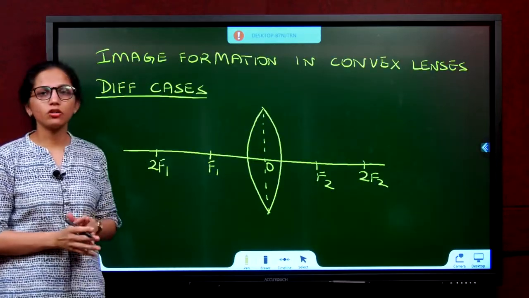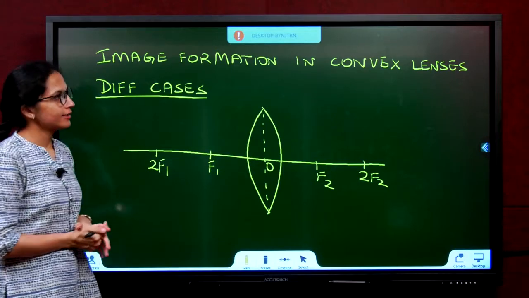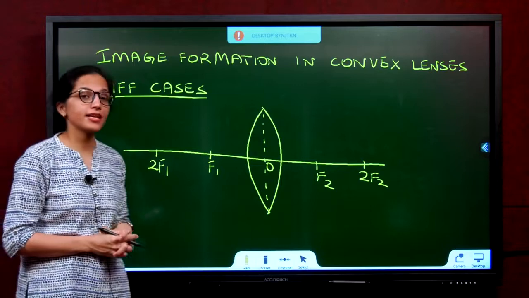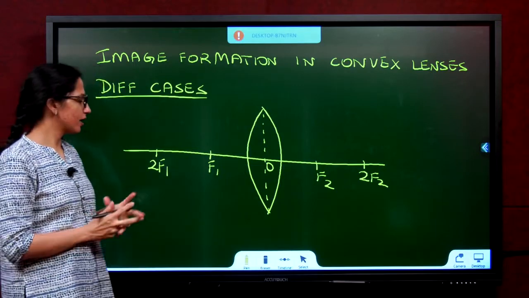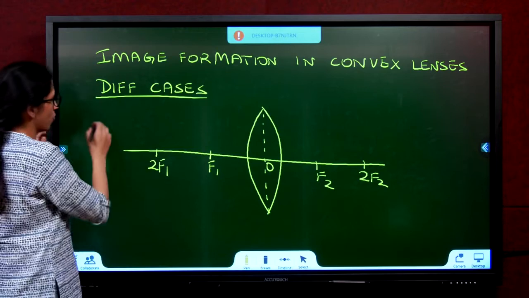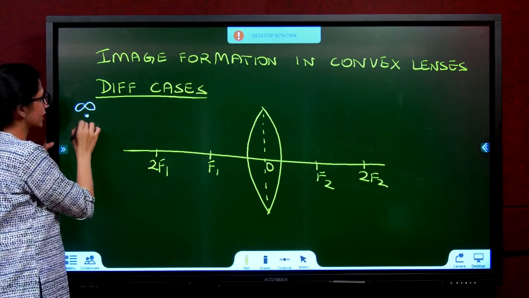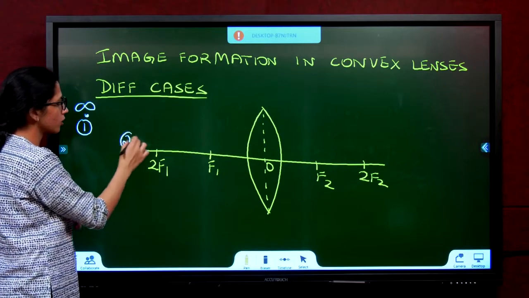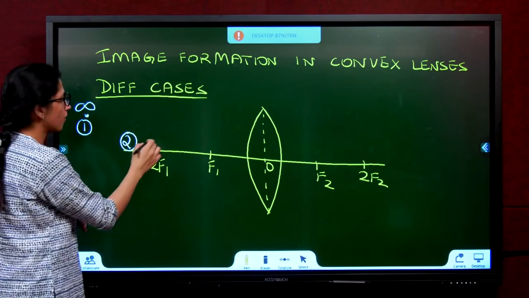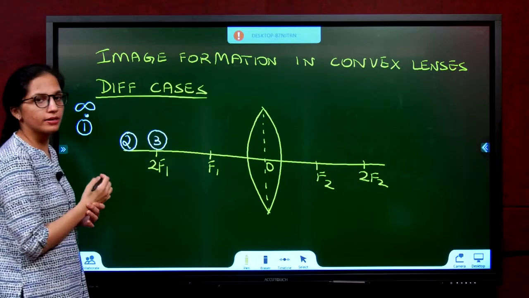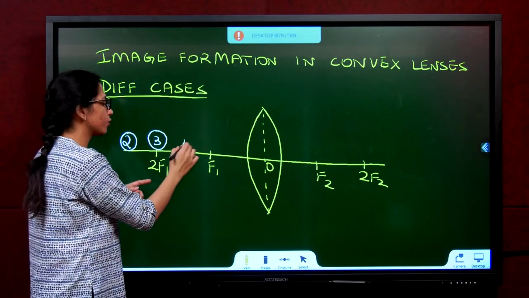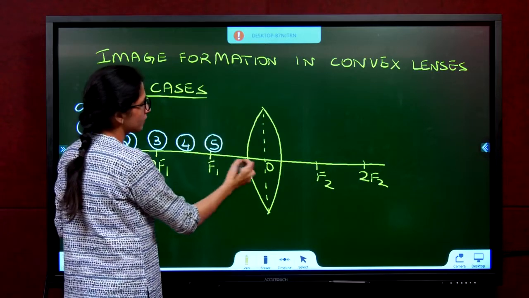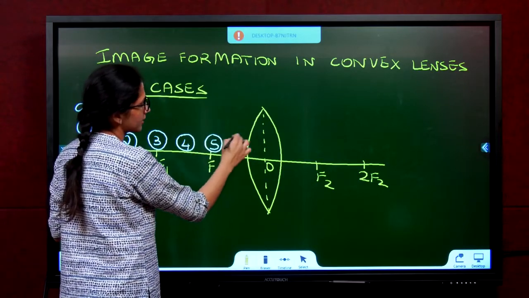Image formation in convex lenses. See, there we studied concave mirror first and we knew there were 6 cases. Here convex has 6 cases. See how the different cases possible are. First, object at infinity. Next, object beyond 2f1. Object at 2f1. Object between 2f1 and f1. Object at f1. Object between O and f1, or optical center and f1.